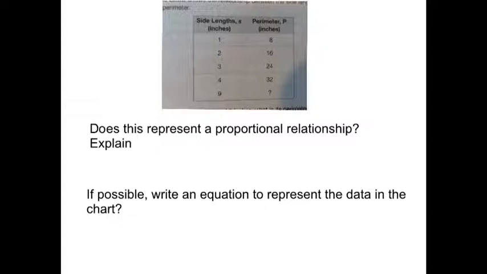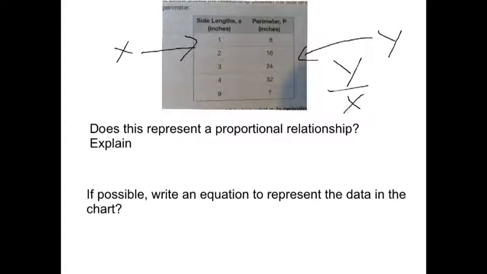So if I looked at the data table, which looks like it's the representation of the relationship between side lengths and the perimeter in inches, the way that I would think about this is that this would be my x, and this would be my y. So x would be my input, the numbers that I put in, and y would be my output. In order to figure out y, I need to know x. So if I were trying to figure out if this represented a proportional relationship, I would create ratios of y over x. And it's always, always, always going to be the output over the input.